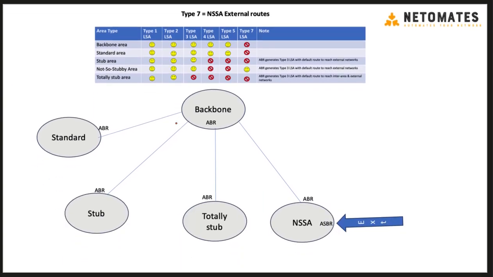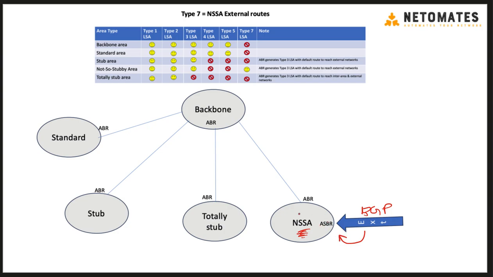So what if there is a requirement to have external routes in some of the stub area? In that case, that's why we have the not-so-stubby area. Normally a stub area won't allow any external network LSA types like 4 and 5, right? But the exception is the NSSA. NSSA will allow external routes.